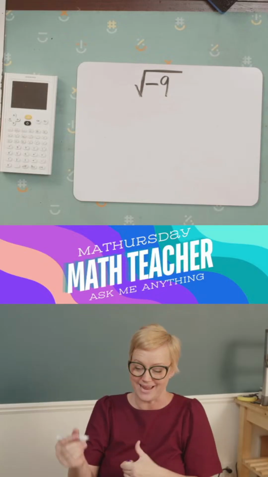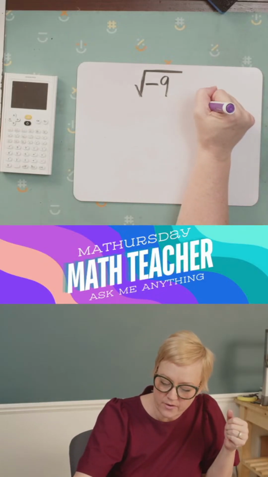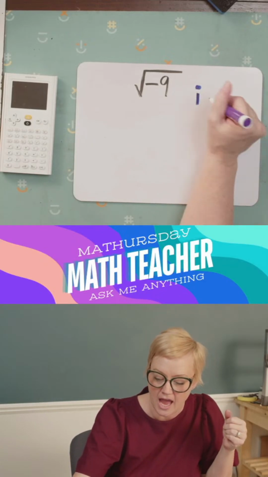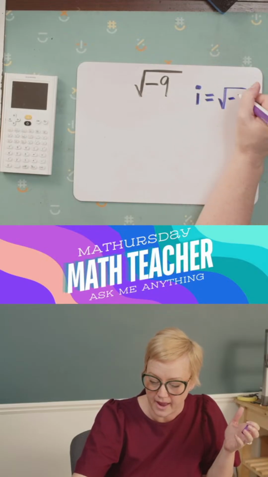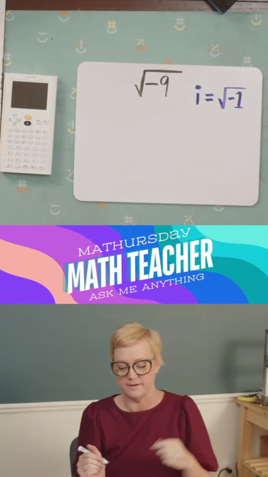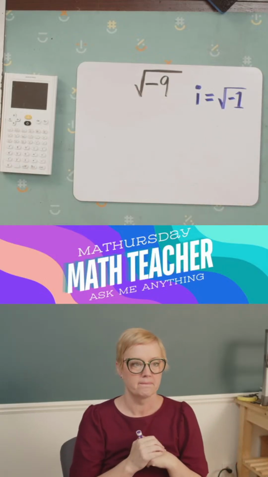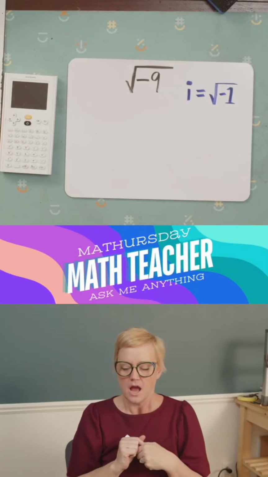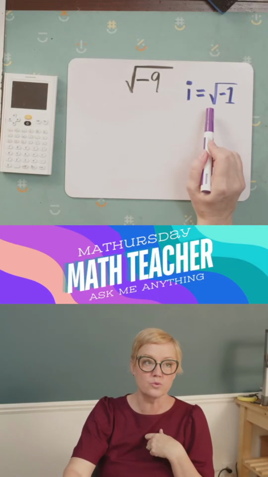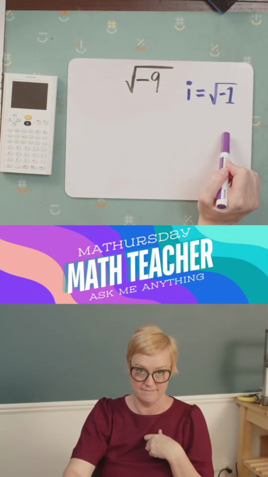So what they did was they said, okay, we're going to use this i, which stands for imaginary, and it's the square root of -1. I don't know if it actually stands for imaginary, I assume it does. But we've got i equals the root of -1.